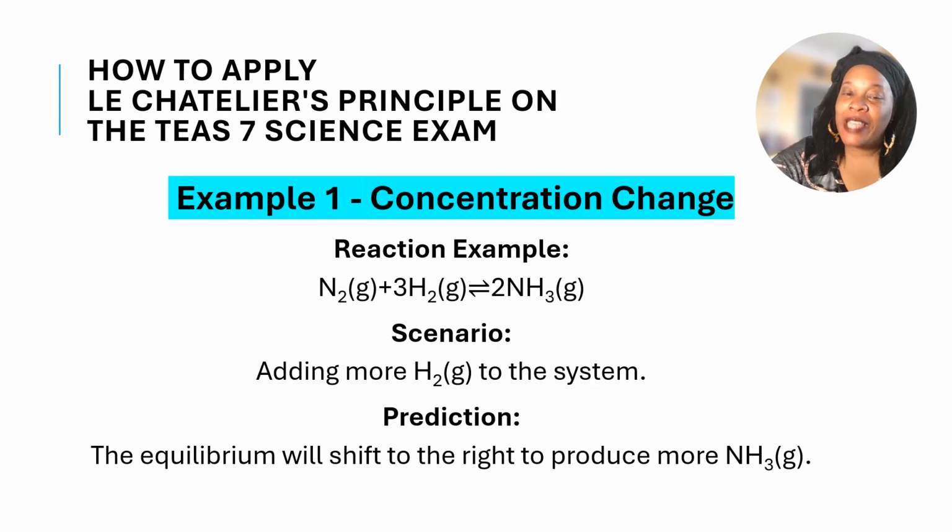Here's your first example: concentration change. You have nitrogen plus hydrogen producing ammonia. The reactant side is nitrogen and hydrogen. The product side is ammonia.